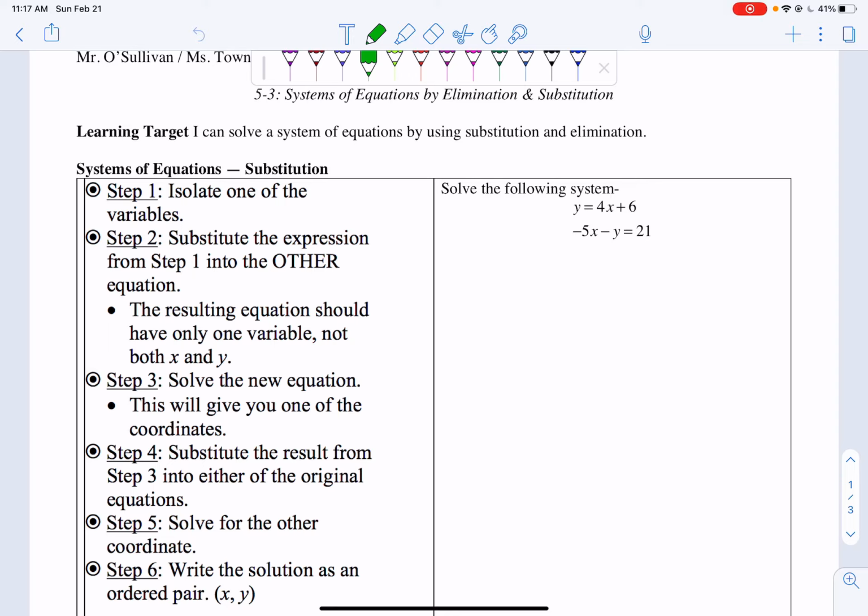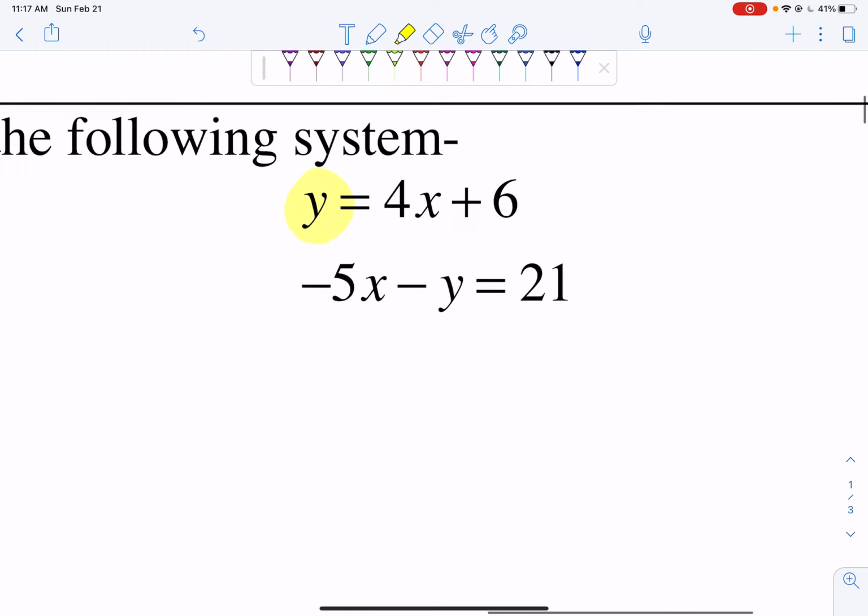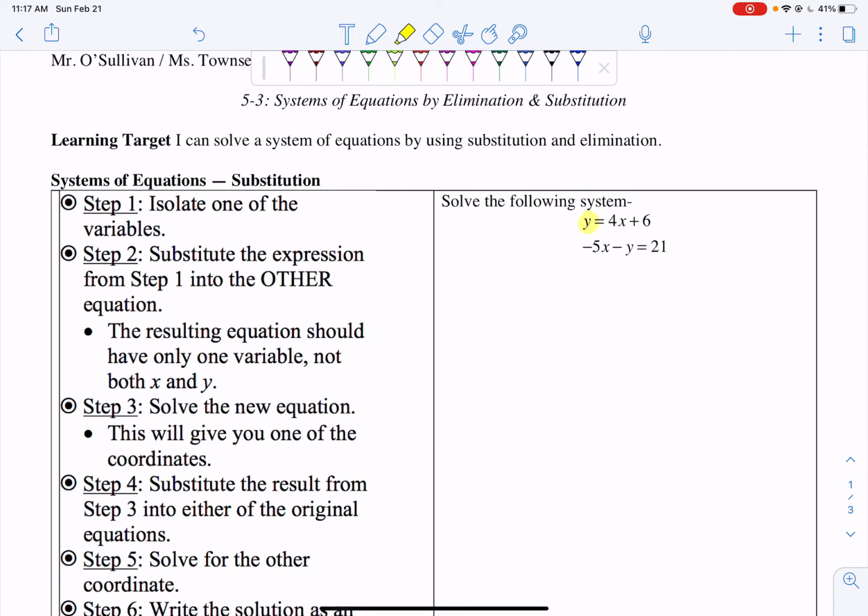So step 1 says isolate one of your variables. If you look, one of my variables is already isolated. It's my y. My y is isolated because it's in the form y equals or x equals. Step 2, substitute that expression from step 1 into the other equation. The resulting equation should have only one variable, not both an x and a y.